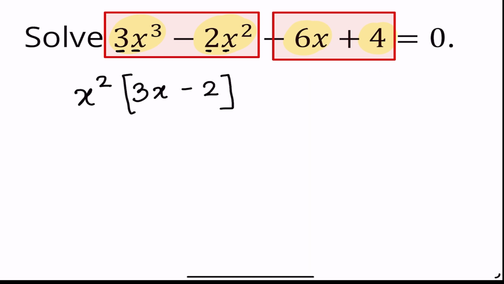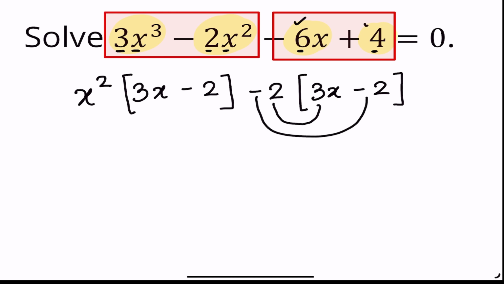All right. From -6 and +4, what can I factor? -2. So when I factor -2, what do I have? 3x minus 2. You can cross-check. -2 times 3x is -6x. -2 times -2 is +4. So it's always good practice to check before you go ahead and solve. It takes you a couple of seconds, but trust me, you'll be more confident.